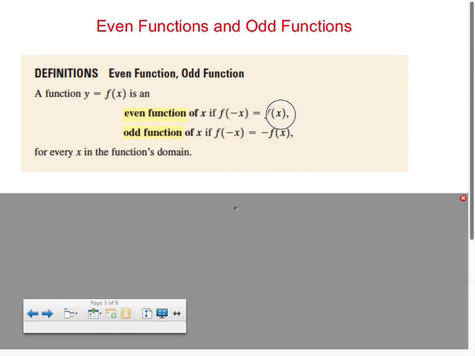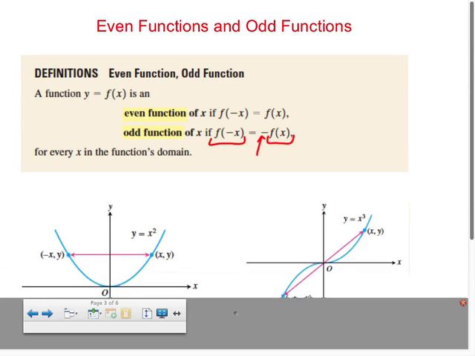We're saying that f of negative x, that's the y value you get when you plug in negative x, and f of x, they're not equal, they're opposites, and you can see that there with that negative sign. And again, it doesn't just happen at one point, but happens at all points.